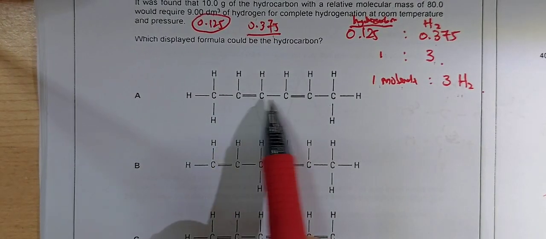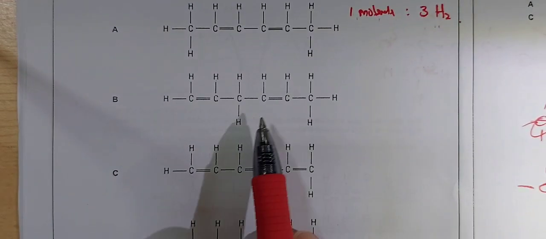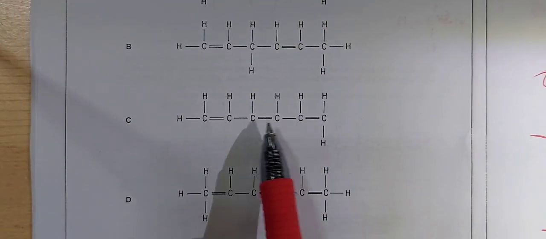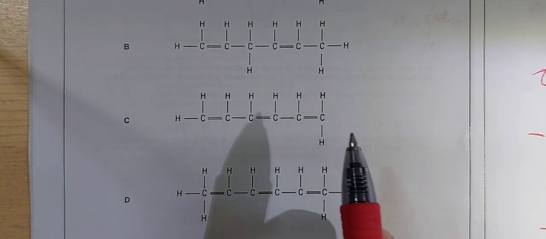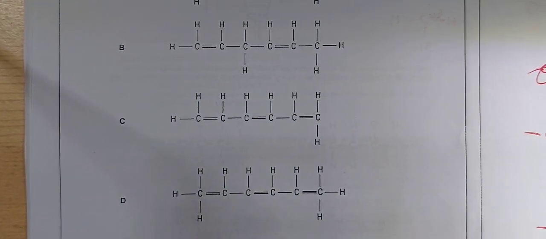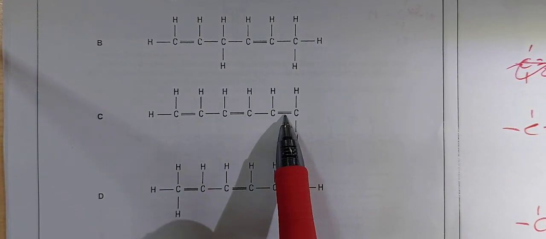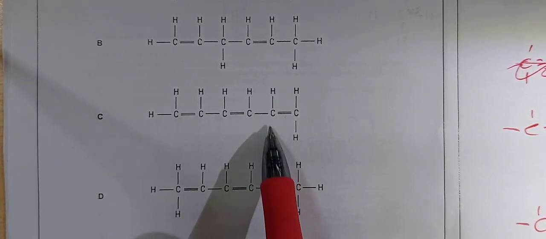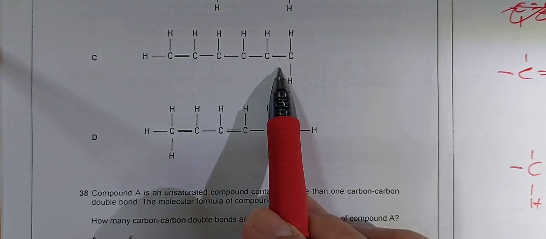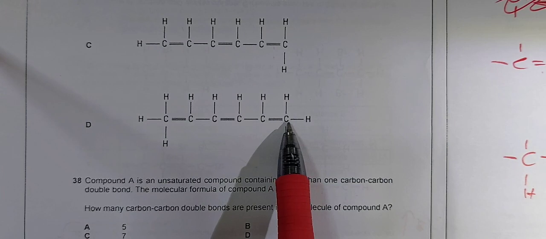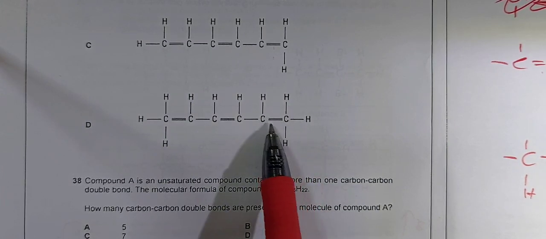So this one has 2 carbon-carbon double bonds, cannot. This one also 2, and this one is 1, 2, 3. There are 3 carbon-carbon double bonds. So one of this molecule would require 3 hydrogen molecules to break the carbon-carbon double bonds and the hydrogen atoms added to it. Right? This is actually wrong because each carbon should share 4 pairs of electrons. So this one is 5 pairs. So therefore the answer is C.